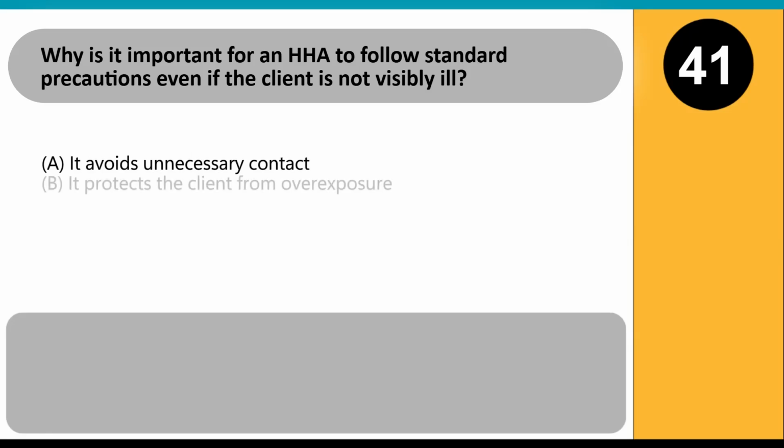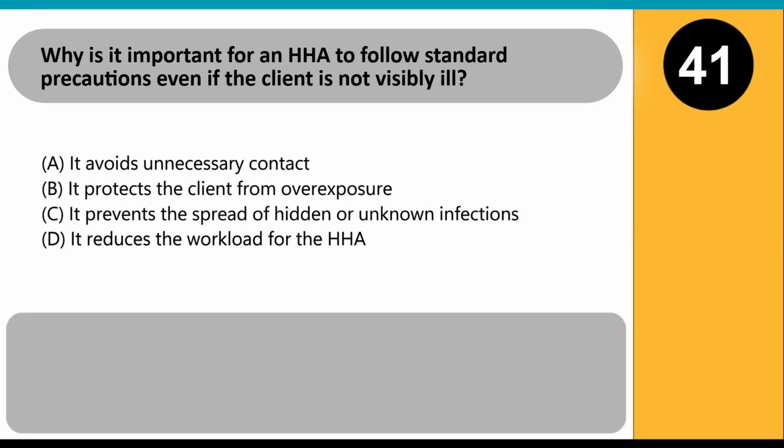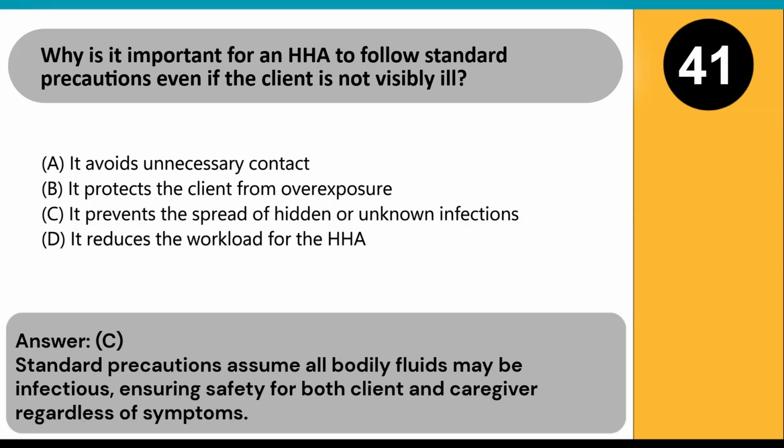Why is it important for an HHA to follow standard precautions even if the client is not visibly ill? A. It avoids unnecessary contact. B. It protects the client from overexposure. C. It prevents the spread of hidden or unknown infections. D. It reduces the workload for the HHA. Answer C. Standard precautions assume all bodily fluids may be infectious, ensuring safety for both client and caregiver regardless of symptoms.